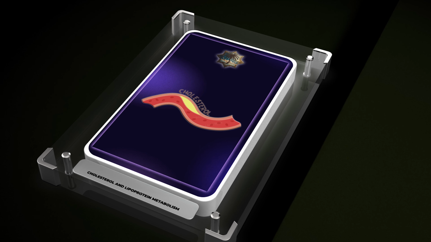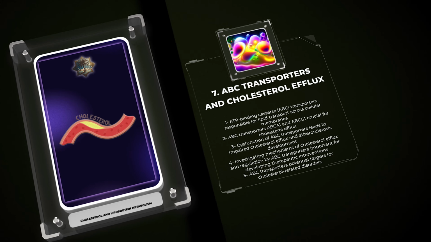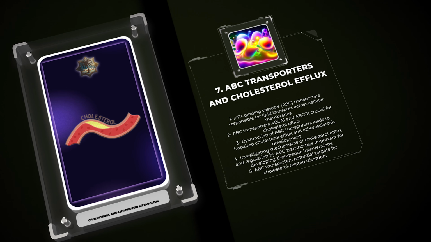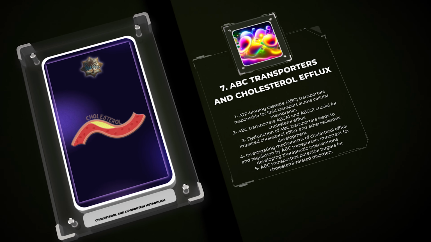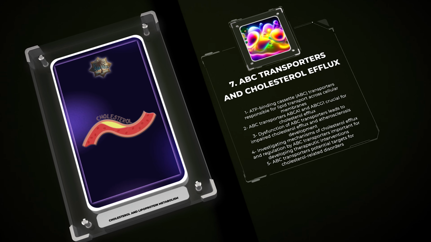ATP binding cassette, ABC, transporters are a superfamily of transmembrane proteins responsible for the transport of lipids across cellular membranes. Several ABC transporters, including ABCA1 and ABCG1, play key roles in cholesterol efflux, a process by which excess cholesterol is removed from cells, particularly macrophages, and transported back to the liver for excretion.